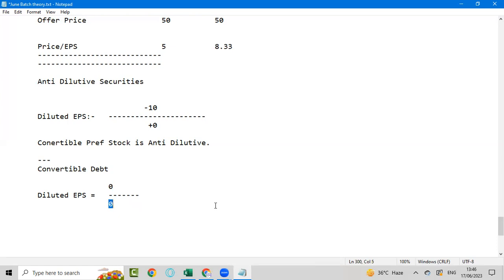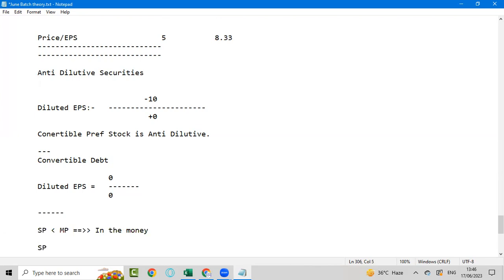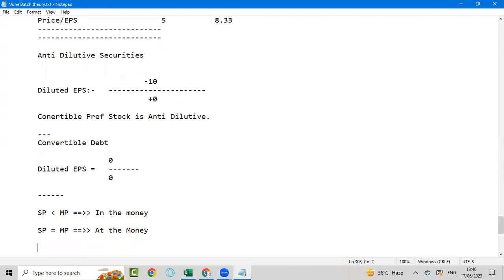Next is options and warrants. Okay, final point. There are three situations: strike price less than market price. This is called in the money. Strike price equal to market price. This is called at the money. Strike price greater than market price. This is called out of the money, right?